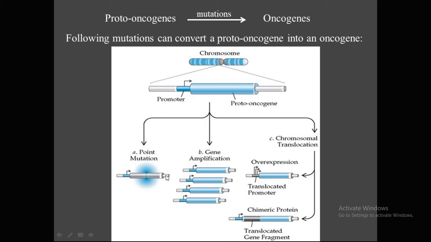The second type of mutation would be gene amplification. Gene amplification is basically where the dosage of the gene increases. Dosage means earlier you had one copy of the gene, but now you have more than one copy, let's say 4 copies or 6 copies of the gene. Because the copies have increased, the number of protein molecules is bound to increase, because the RNA will increase and therefore the protein molecules will also increase.